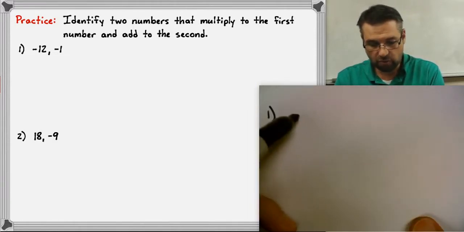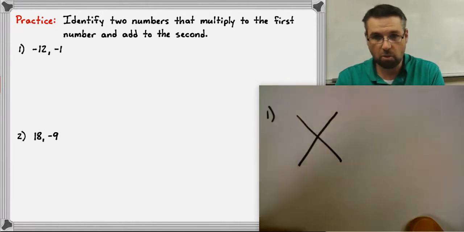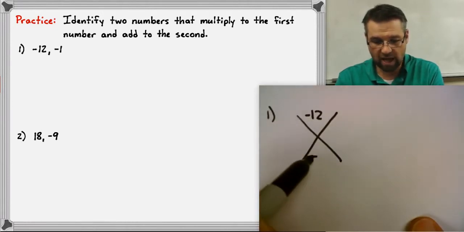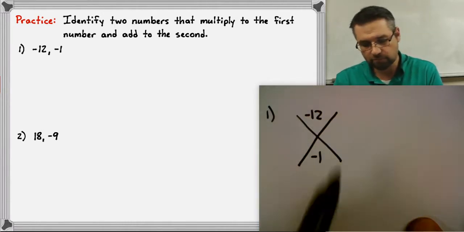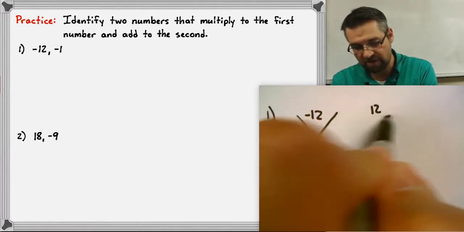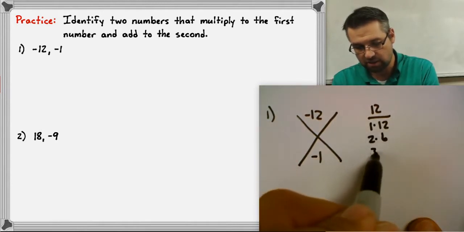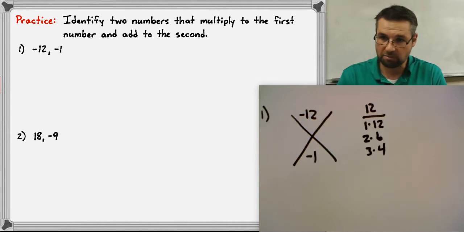All right, for number one, we're going to set up our x here. We're looking for what multiplies to the first number, so it multiplies to negative 12, and what adds to negative 1. So we're going to list our factors. That's going to be 1 times 12, 2 times 6, 3 times 4. Those are all my options.